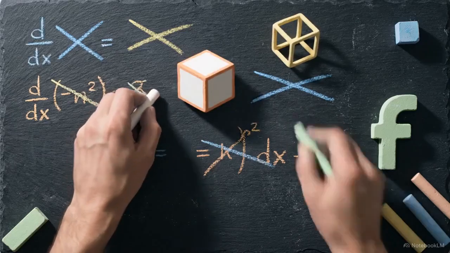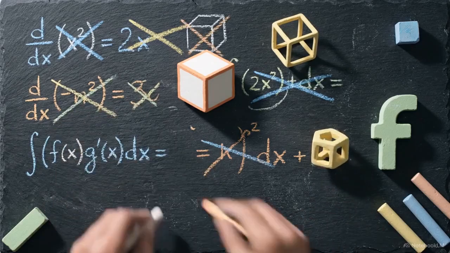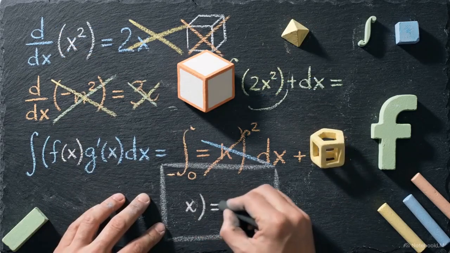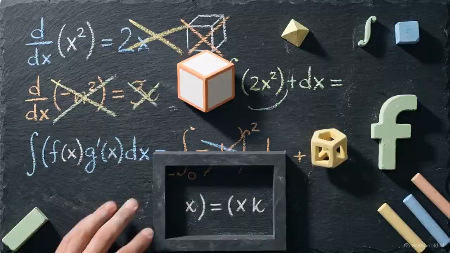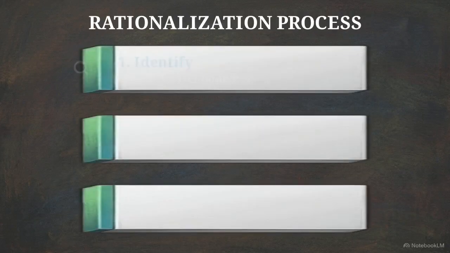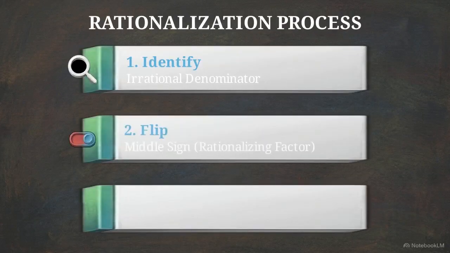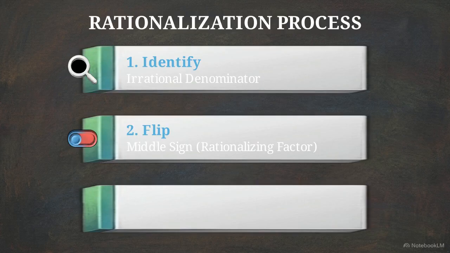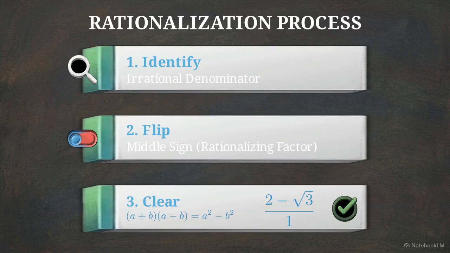You just took a complex fraction full of irrational roots and systematically broke it down into a clean solved equation. The whole process relies on 3 steps. Identify the messy denominator, flip its sign to create your multiplier, and apply the a squared minus b squared rule to clear the bottom.